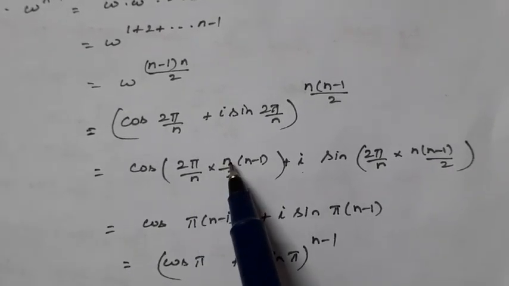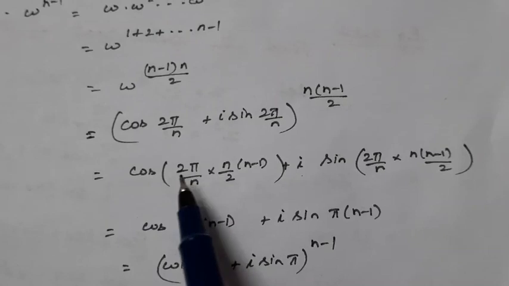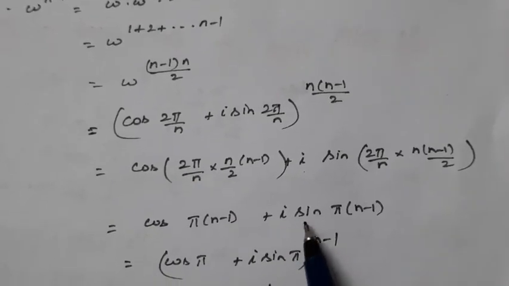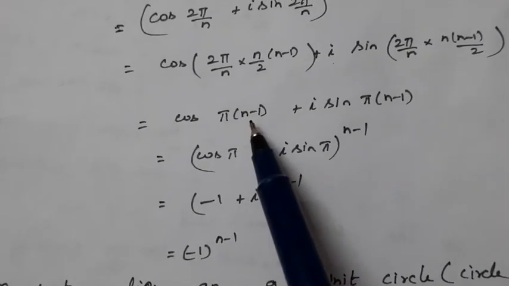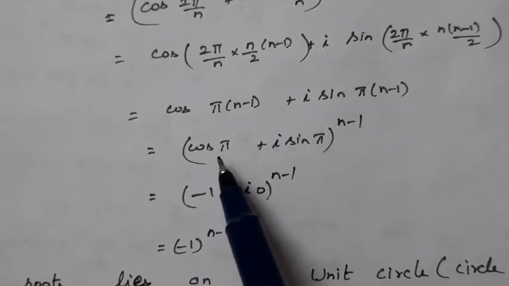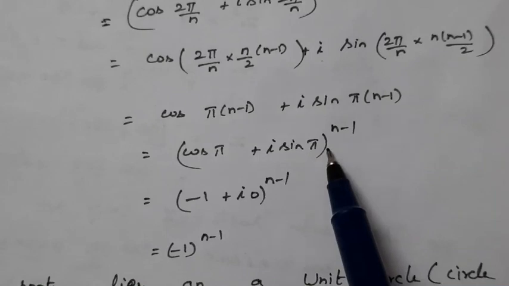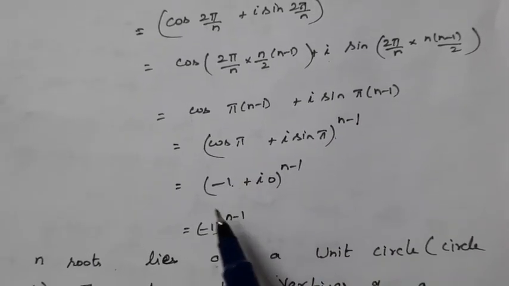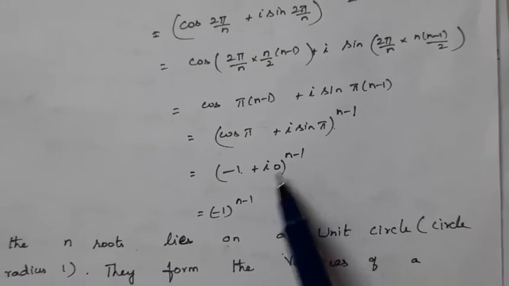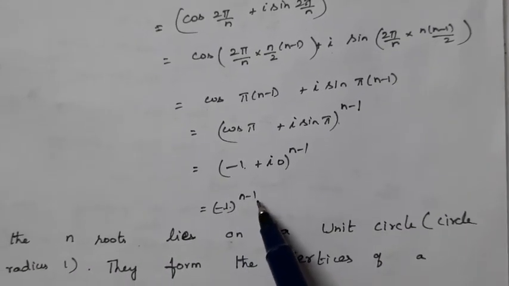Now, this n being cancelled, and 2 and 2 get cancelled, we have cos pi into n minus 1 plus i sin pi into n minus 1. Now, again apply de Moivre's theorem and move this n minus 1 to the power. So what you have is (cos pi plus i sin pi) to the power n minus 1. Now, sin pi is 0 and cos pi is minus 1. So, minus 1 plus i into 0, that is (minus 1) to the power n minus 1.